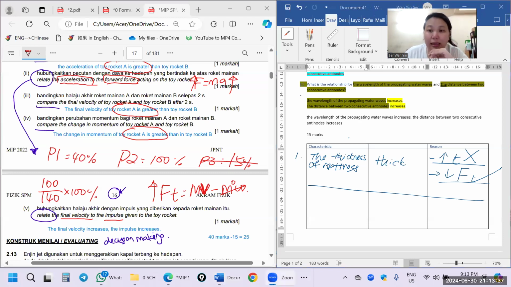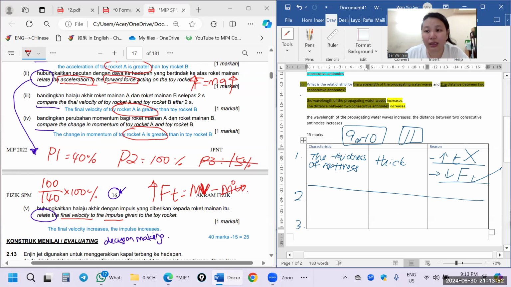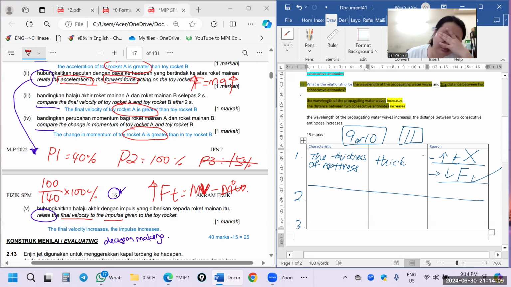For 9 or 10, then 11, please use a table. It's easy for you to check. You already write 1, 2, 3, 4, 5. I tell you, if you don't draw a table, I feel I don't want to mark, especially when your writing is messy like chicken scratch. I feel I don't want to.